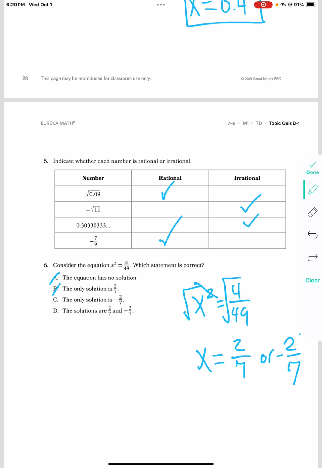We also can eliminate C, because C is just saying that the negative version is the only option, which would leave you with D, which is obviously the correct choice, where you should have an answer choice of either positive 2 out of 7 or negative 2 out of 7. Personally, I think you guys should be able to get this really easily.